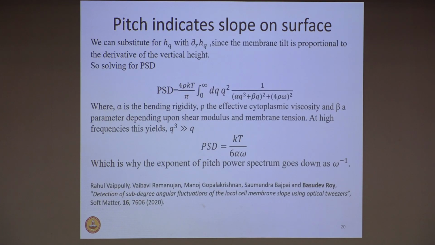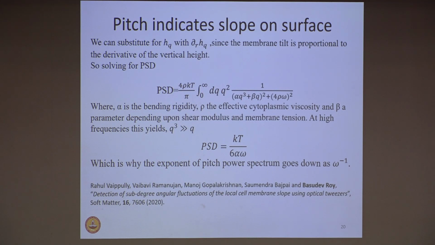We did that, and we find that there is a q sitting here, which is the additional term in the power spectral density integral. If you calculate that, you're going to see that the power spectral density becomes kT over 6 alpha omega. Omega, as you can see, is to the power -1. That's what we get, about 1.2, in the slope fluctuations. And this alpha, you can see there's just one parameter, the bending rigidity here. So you can find it very accurately. We published this in Soft Matter, and thanks to Manoj, I believe he's not here today, he did the calculations for this.